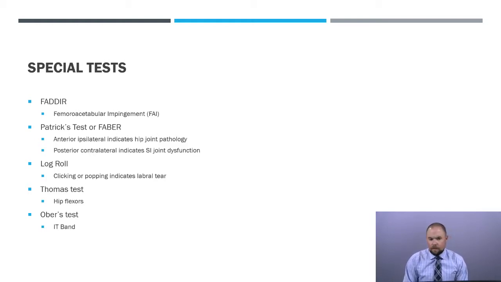Log roll tests, again, the patient would be supine, basically just rolling their leg back and forth. And if they get clicking or popping, that could be indicative of a labral tear. People with advanced hip arthritis will also have a positive test with this as well.